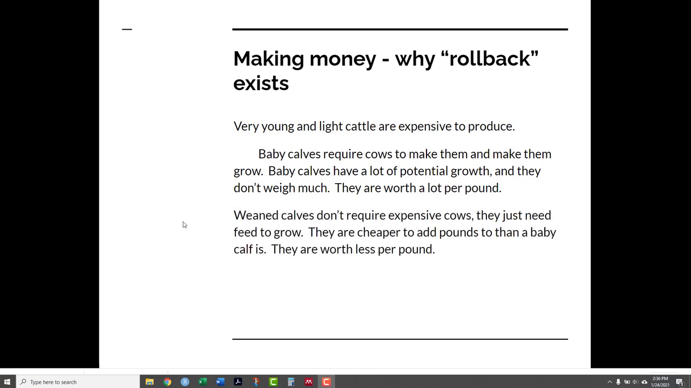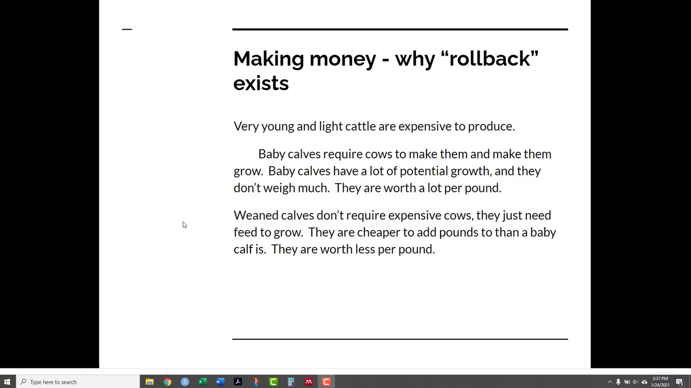Let's compare that to a weaned calf, a 500-pound calf that you wean off a cow. Weaned calves no longer require expensive cows. They just need feed. All they need is feed to grow. They're cheaper to add pounds to than a baby calf is. If you've got a feed source, you can make a weaned calf grow. You don't need a cow to take care of it. They're also bigger, and they've used up part of their potential growth.